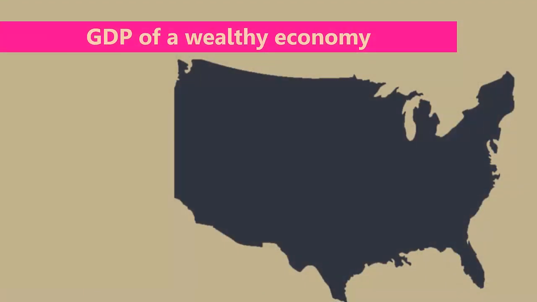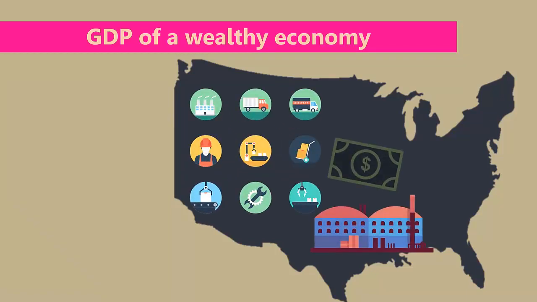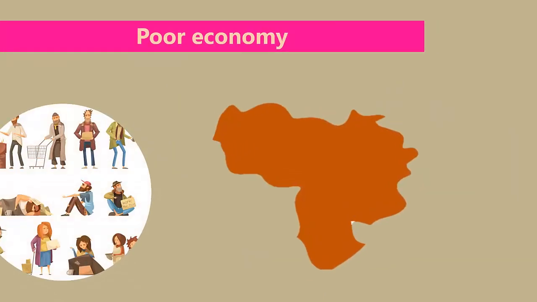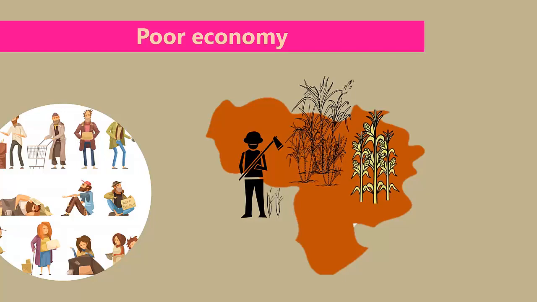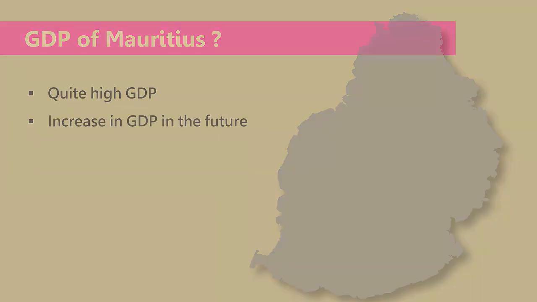Try to think about the GDP of a wealthy economy. Yes, certainly a wealthy economy produces a lot of items and therefore has a large GDP. However, a poor economy produces only few items and has a small GDP. What about the GDP of Mauritius? Our GDP is quite high, but further developments in various fields will increase our GDP in the future.